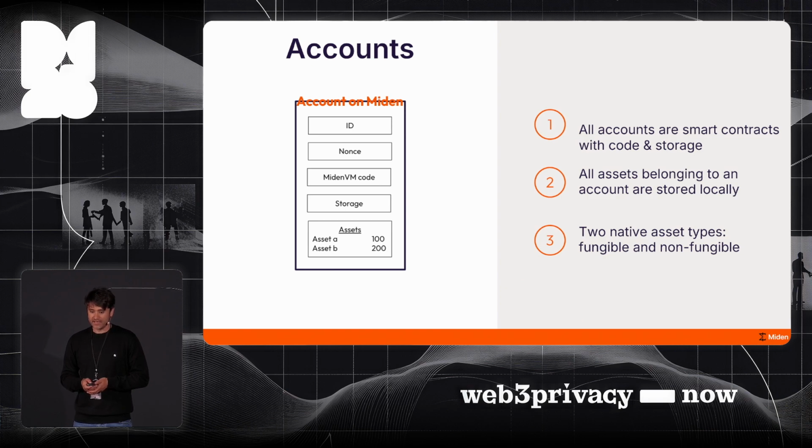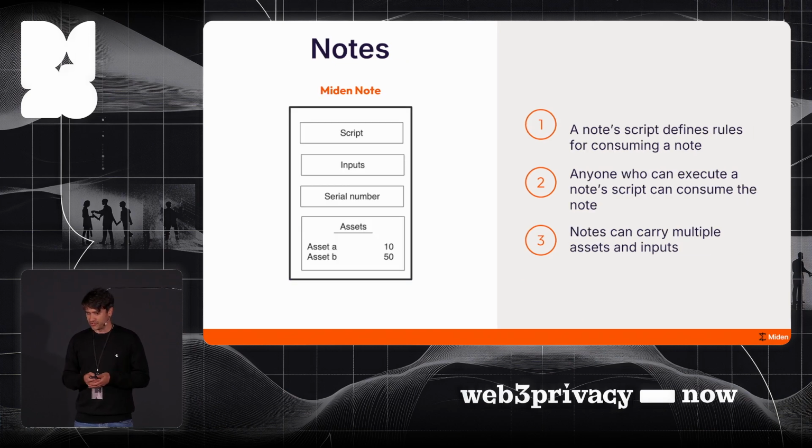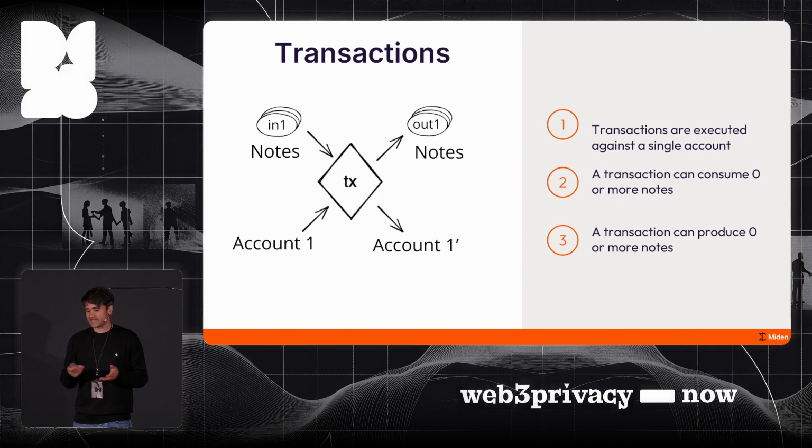All accounts are smart contracts with code and storage, and we can store any asset in the account. The same goes for nodes. Nodes are little smart contracts, so to speak, or objects, so they also have code. When you need to execute this code and create a zero-knowledge proof about it, it can hold multiple assets. This is basically how our protocol works.